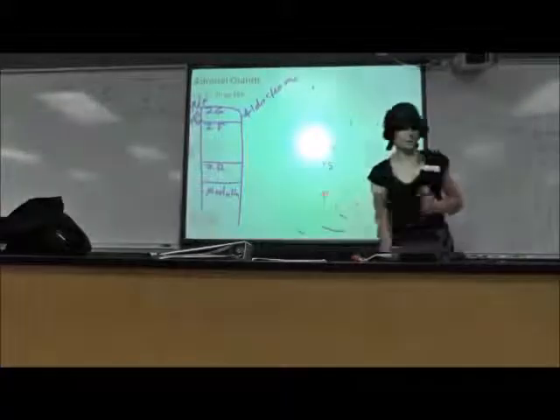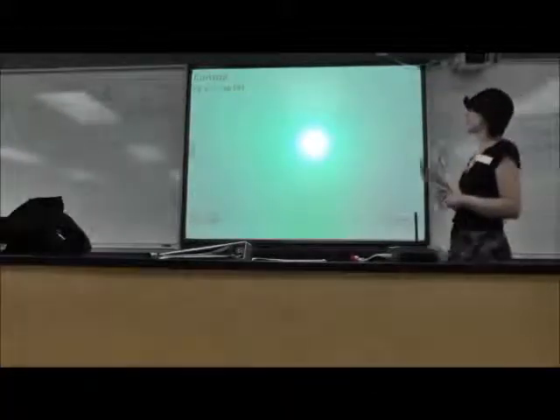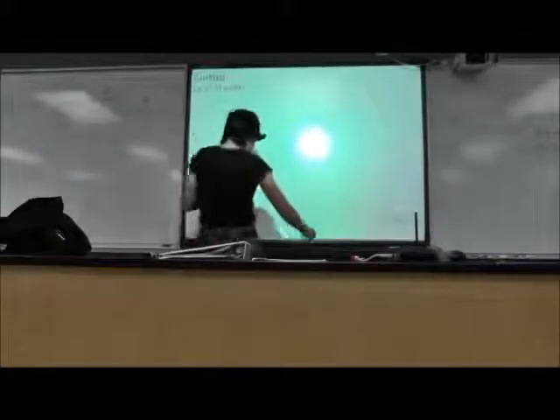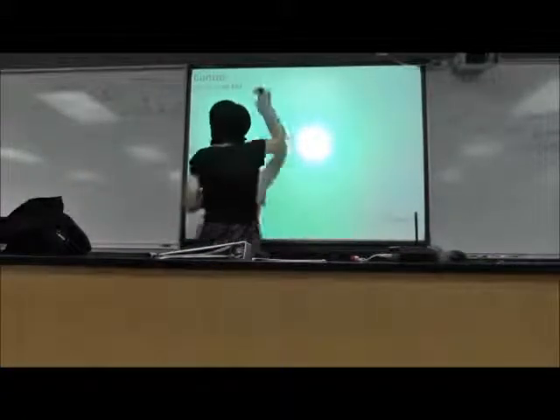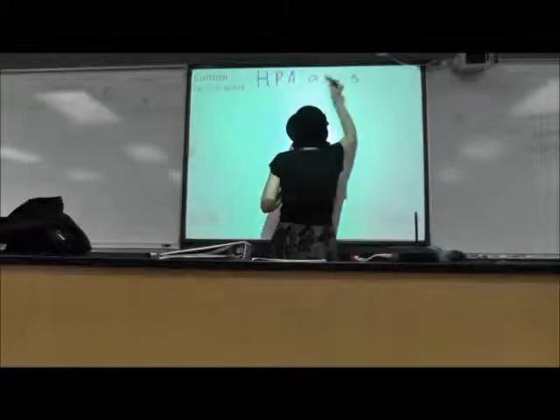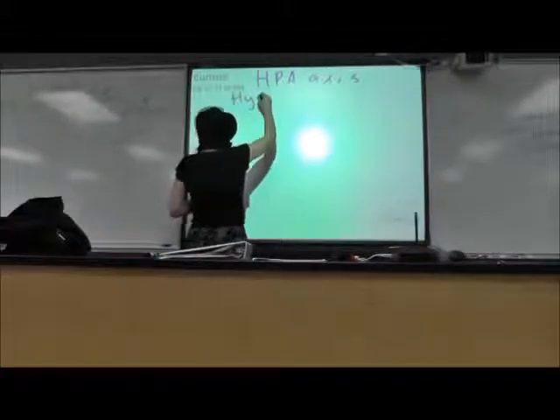Actually, I probably don't need to erase that because I can move to the next. So for cortisol, this is coming from the zona fasciculata. And this is what we call the HPA axis. So the HPA axis, which is the hypothalamo-pituitary-adrenal axis.